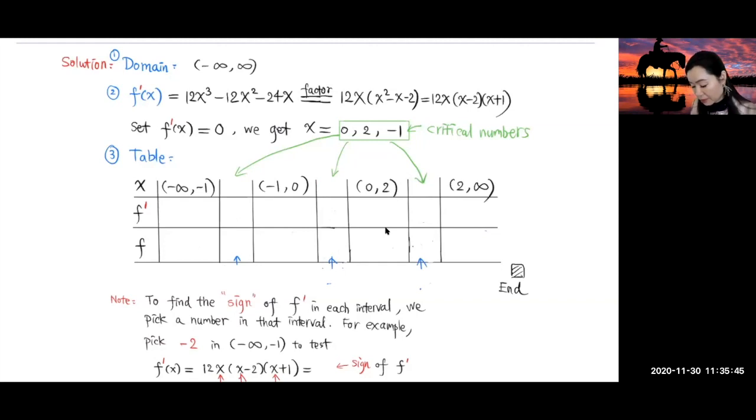So you have this 0, you have this -1. You start from small to big. So -1, the smallest, and then 0, and then 2.